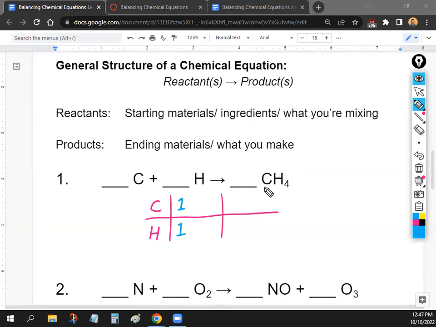Okay, let's go to the right side of the arrow. How many carbons do you see on the right side of the arrow? One. Yeah, one. Okay. And how many hydrogens do you see on the right side of the arrow? Four. Good.